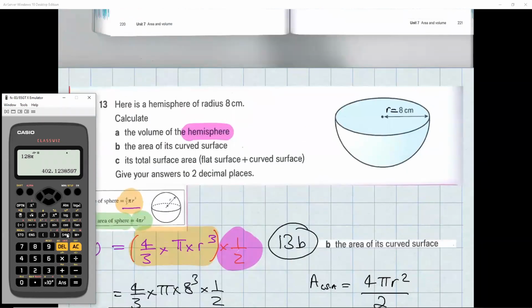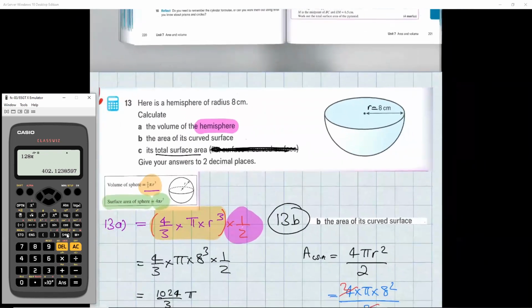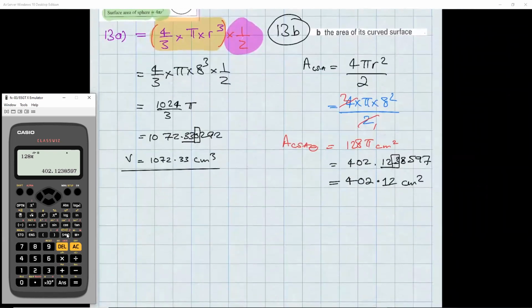Okay, good stuff. Now the total surface area. Normally in the exam, they won't show what they're doing here. They're really helping us by giving you all the information. They won't give you this information in the exam. They'll just say work this out. Total surface area.